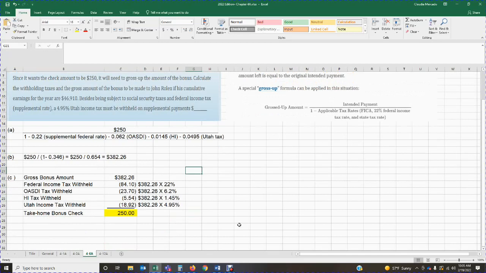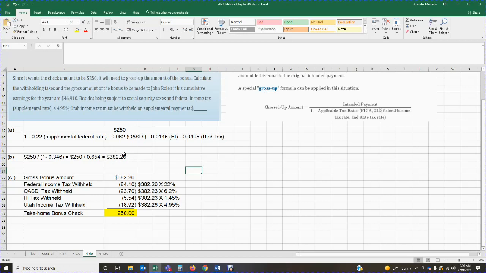That is how you run the formula. The 250, over 1 minus all of the taxes. We calculate the amount. 1 minus the total of my taxes was 0.346. Once we figure that out, we get the 250 over the 1 minus 0.346. That gave me that 0.654, and then you divide those two numbers, and that will give you your gross up amount.